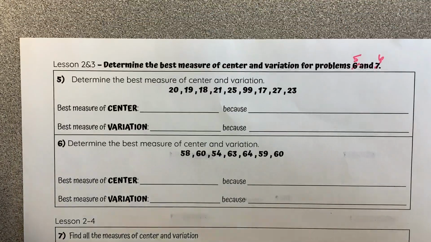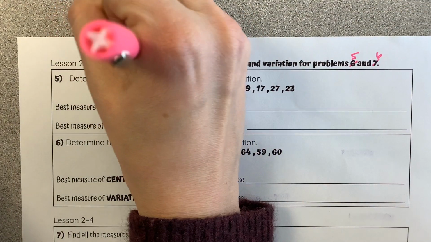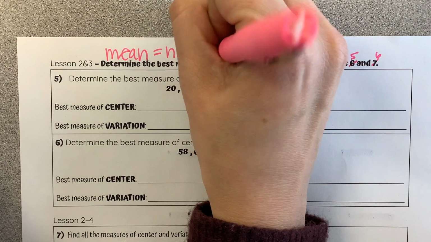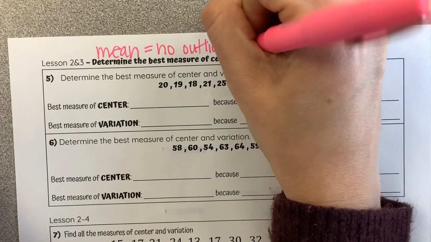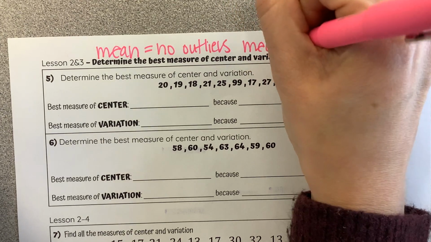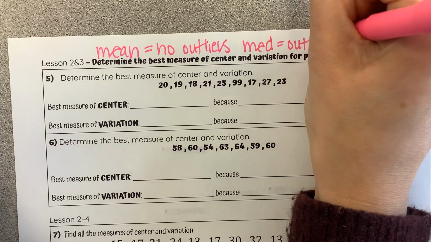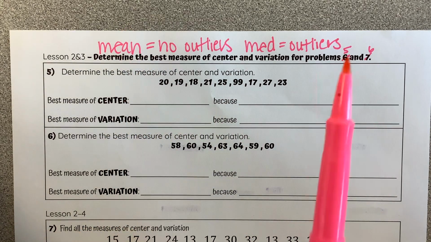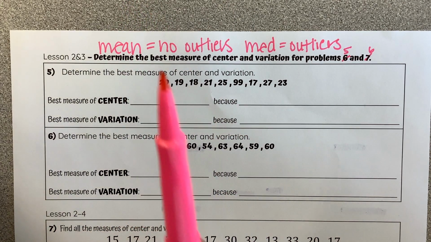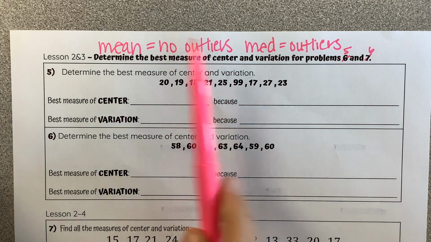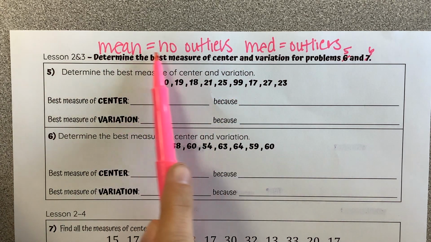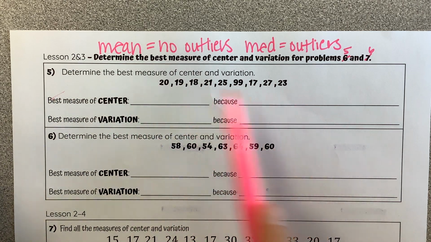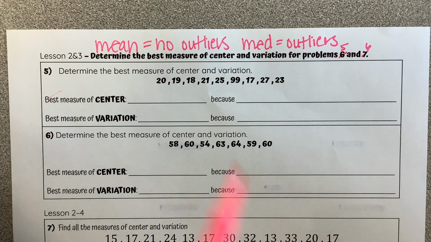What I want you to remember is that the mean means there are no outliers. The median would be if there are outliers, okay? Because if there is an outlier and you use the mean, if it's way higher, it's going to bring the mean up. If it's way lower, it's going to bring the mean down. So in median, since we put it in order from least to greatest, those outliers get crossed off as we're crossing off to find the middle value.